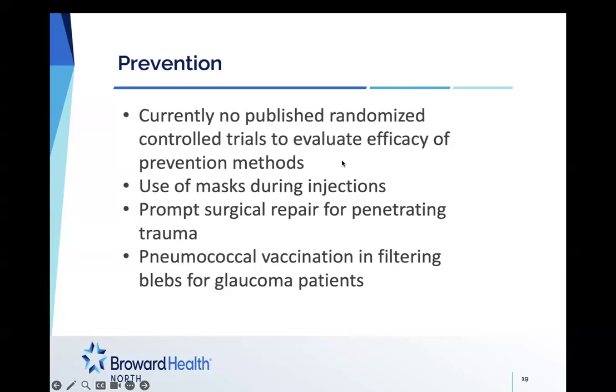So for prevention, currently there are no published randomized controlled trials that show the efficacy of prevention of endophthalmitis. However, some of the papers I came across were saying that it's important that the ophthalmologist, or whoever the surgeon is, uses masks during injections, and that when the patient does come in, if there's some sort of penetrating injury, we're getting them into the OR as quickly as possible. And in patients that have glaucoma, we want to make sure that they have pneumococcal vaccination before they even get that surgery done.